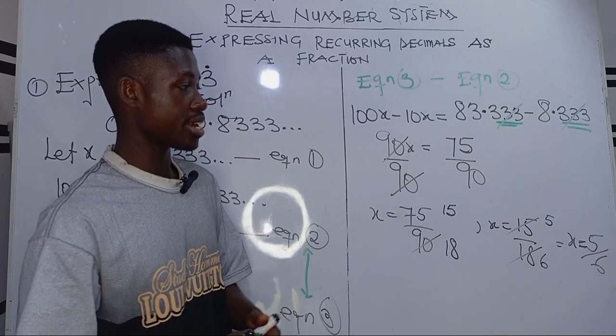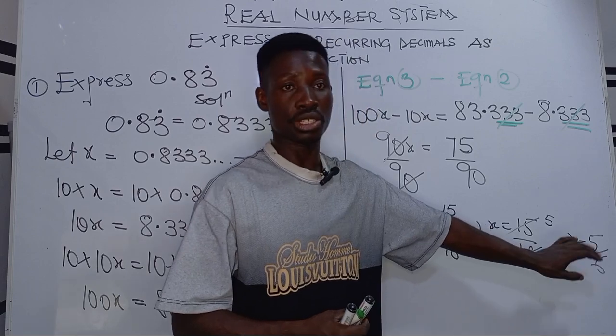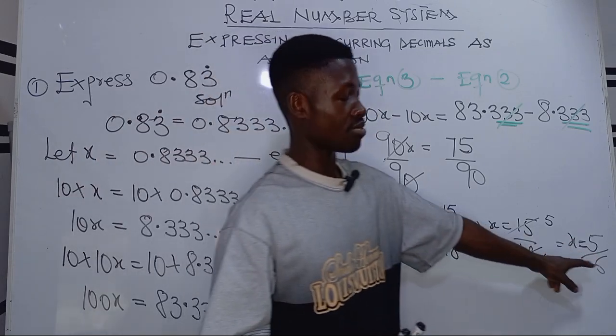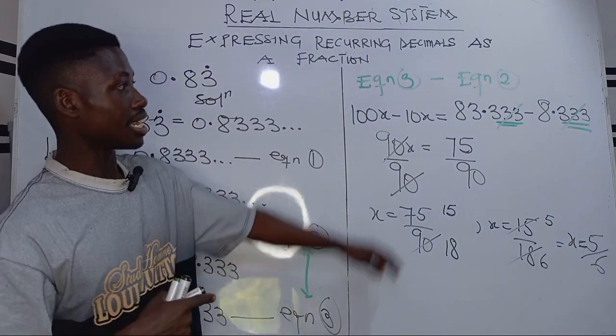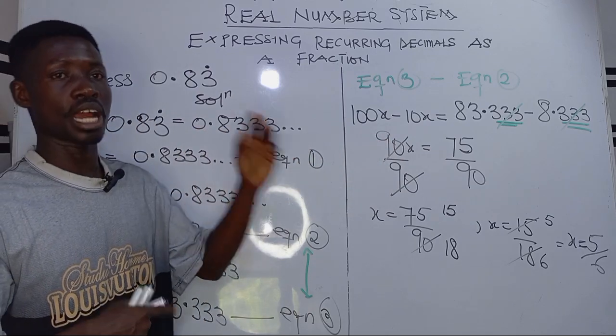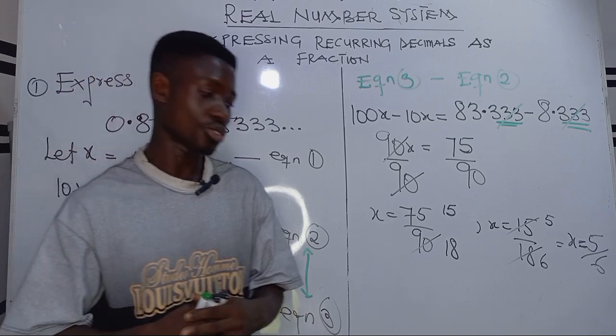So as I've been saying, anytime you get your final answer, you can point it to the calculator to see if you are really right or wrong. So you point 5 over 6 on the calculator, you press equal to, you press SD, and it is going to give you 0.83333 up to infinity.